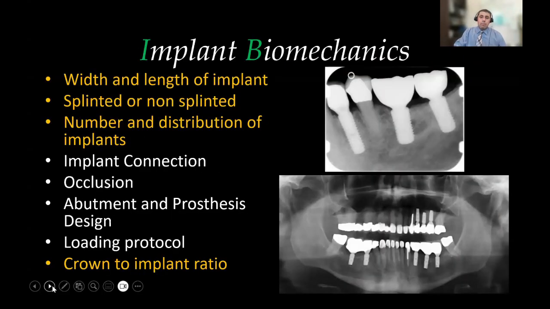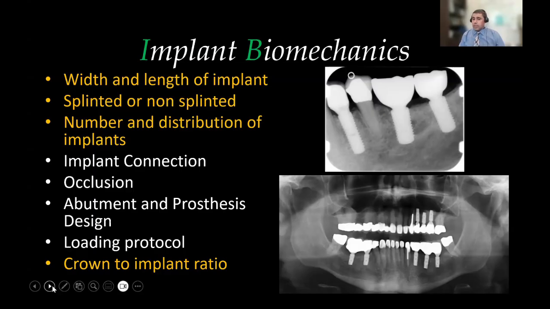But implant biomechanics is a very crucial factor when it comes to dental implant therapy. Things that are very important to decide and plan ahead are the width and the length of the implant that you would like to use, and the prosthetic design even before starting. Is it better to have splinted or non-splinted implants, depending on the type of the implants and the number of implants you're placing, the number and distribution of implants per segment, implant connection, abutment, prosthesis design, and loading protocol.